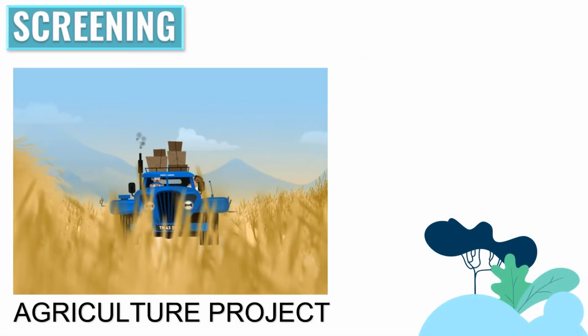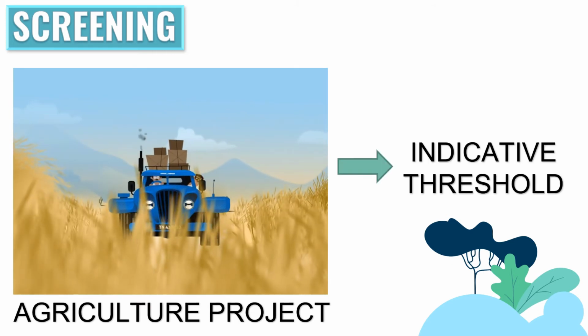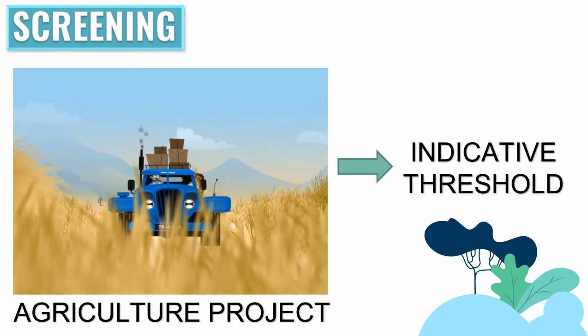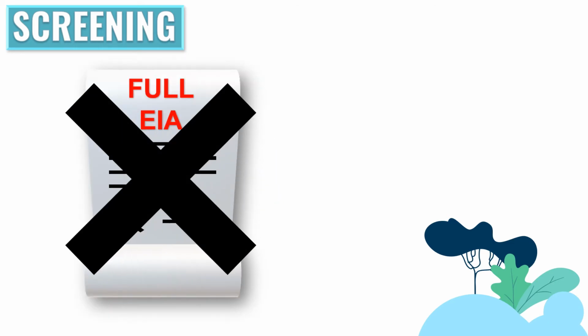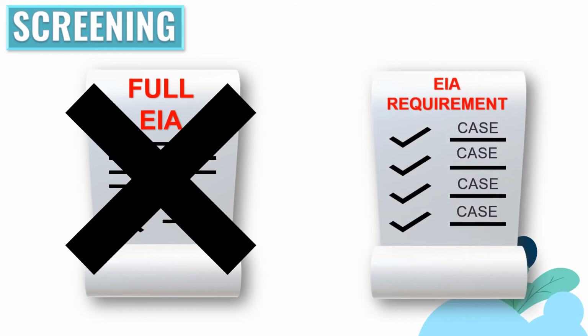Screening. These agricultural projects are classified under the indicative threshold, which means it doesn't need a full EIA report, and this project just needs to be assessed case by case for EIA requirement.